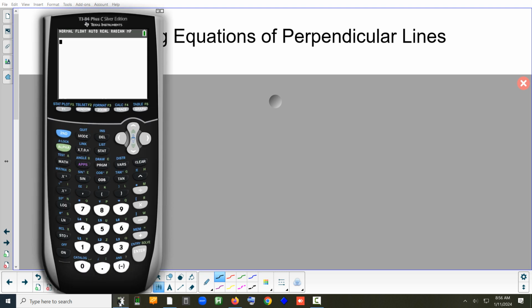So last thing we're going to look at is writing equations of perpendicular lines. All right. So let's say I put in an equation like 3x plus 2. What's the slope in that equation that I just did? 3. And what's the y-intercept? 2. So based on what we just said about parallel lines, can somebody tell me any line that you want that would be parallel to 3x plus 2?